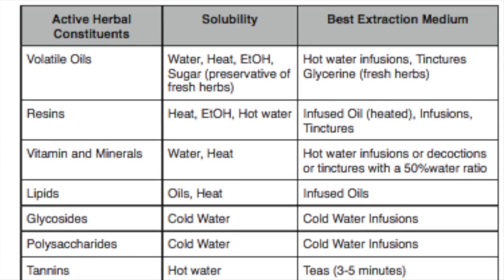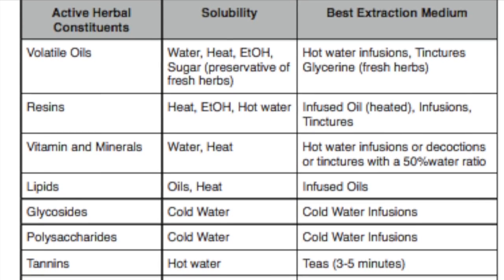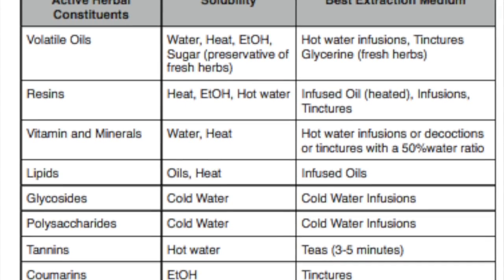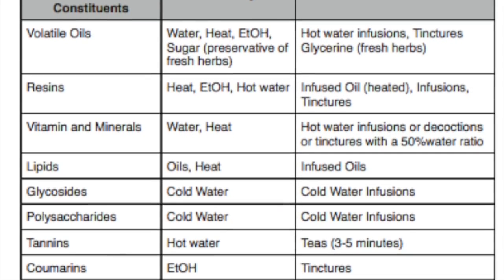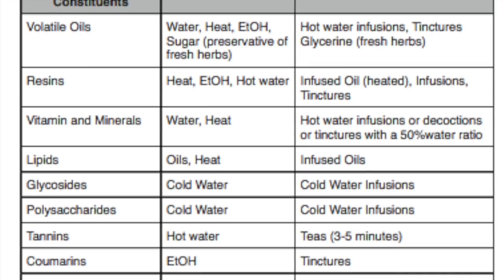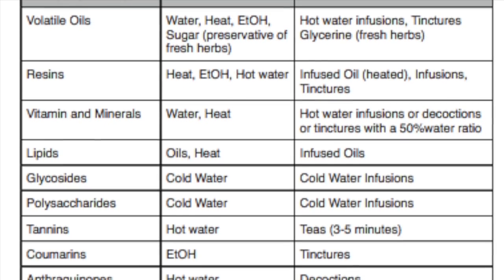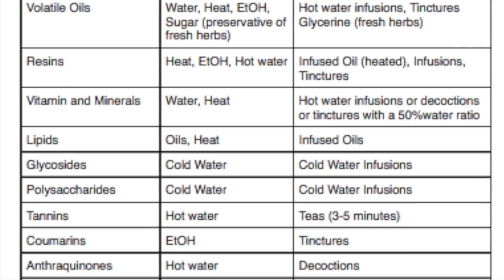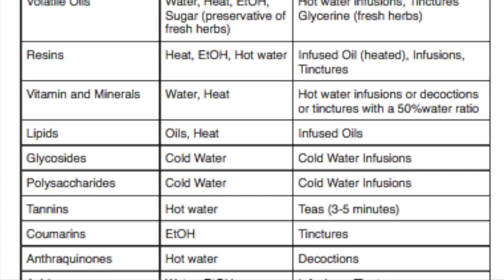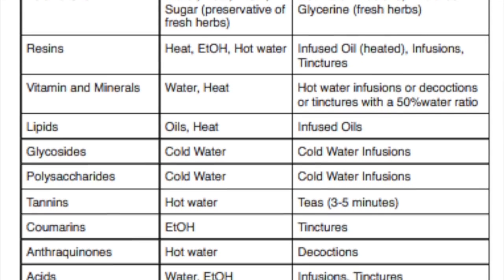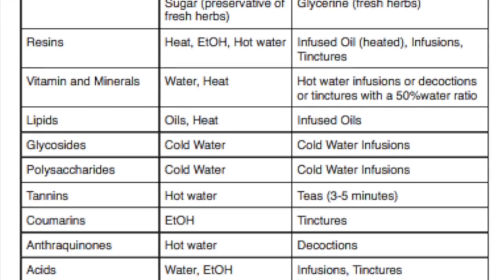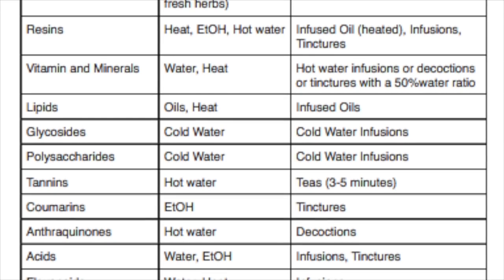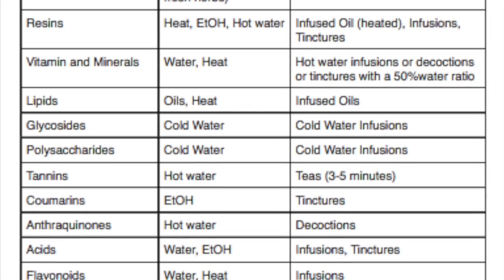At this point in understanding solvency, you need to become familiar with some of the really common chemical constituents that are active therapeutically. So we see our volatile oils, we see our resins, we see vitamins and minerals, we see lipids and glycosides and polysaccharides. You know, when I first started studying about herbalism, it was really overwhelming to try and remember every single herb and their constituent and what's the best extraction method.